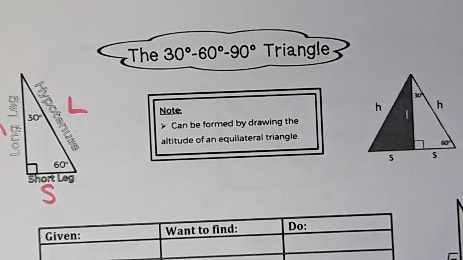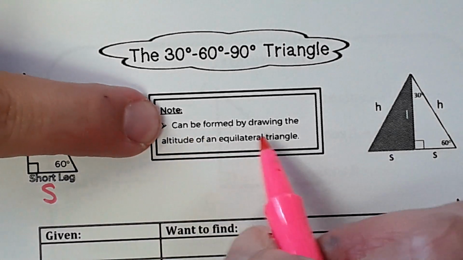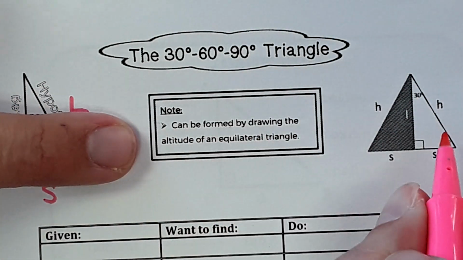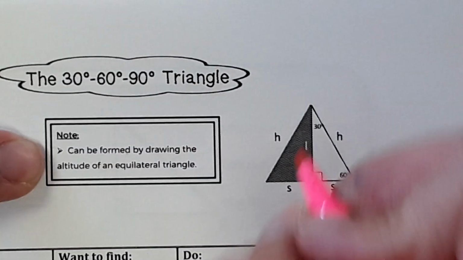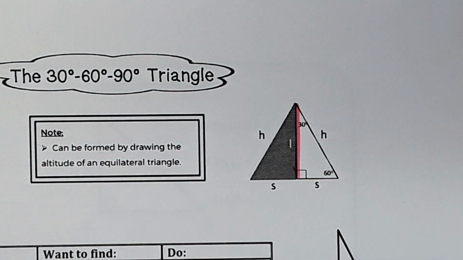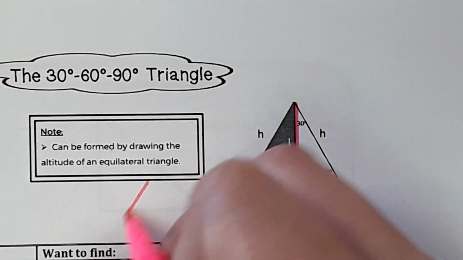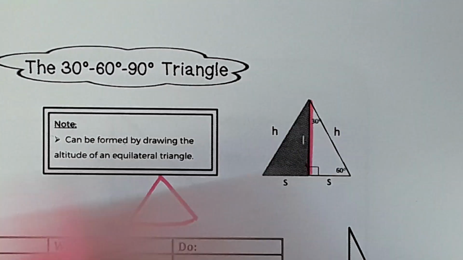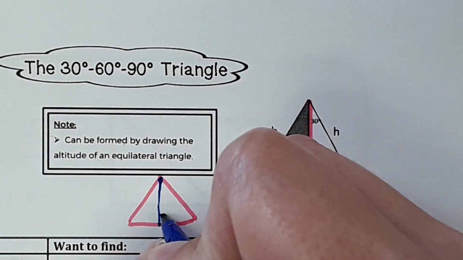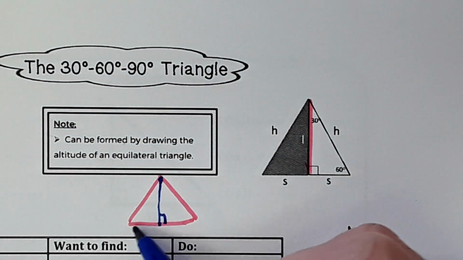Also note, this 30, 60, 90 can be formed by drawing the altitude of an equilateral triangle. So here it shows an equilateral triangle, the altitude being the height, and then you have two 30, 60, 90 degree triangles. And that's something that actually comes up in the homework. They say, okay, you have an equilateral triangle and an altitude, and then it wants you to find different dimensions. Well, that means that these would be 30, 60, 90 degree triangles right here.